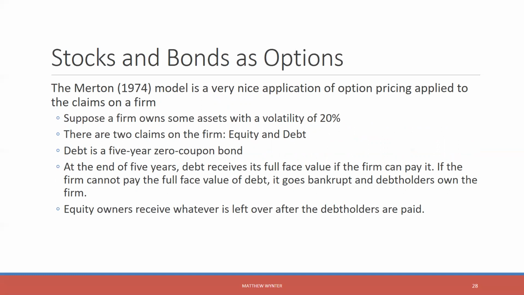Suppose the firm owns some assets that have a volatility of 20%. There are two claims on the firm. There's equity and there's debt. The debt is zero coupon, so you don't pay anything. It has a 5-year maturity. At the end of 5 years, the debt holders are going to receive the value of their debt if the firm can pay it. If the firm can't pay it, you go bankrupt, you sell off what you can, and the debt holders are repaid from that. The equity owners only get whatever's left over when the debt is paid.